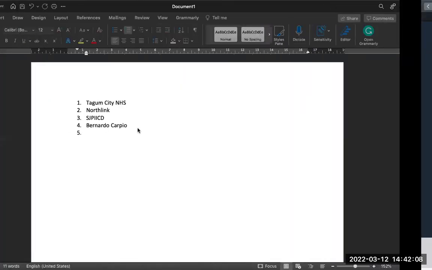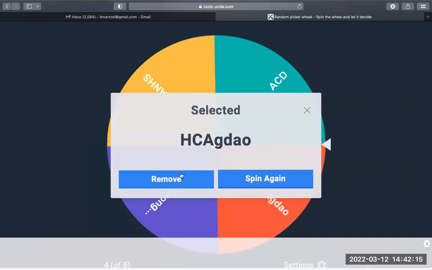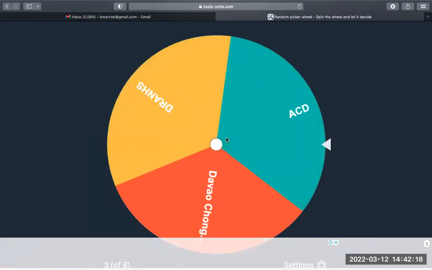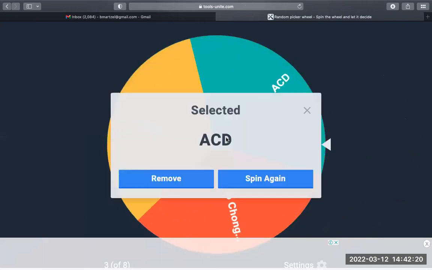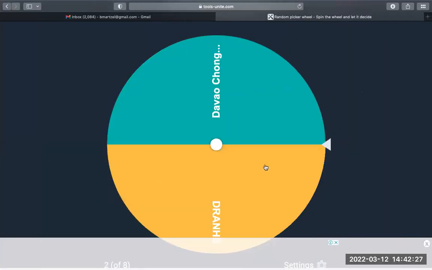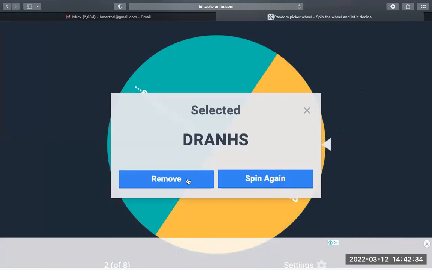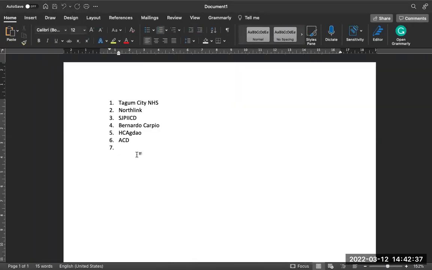So congratulations to Holy Cross of Agdao. And let's spin for the fifth one. We have Assumption College of Davao, and then we are down to two more. So last two na lang po. So we have Trans, and of course the last would be Chongwa. So Trans. So congratulations for winning.